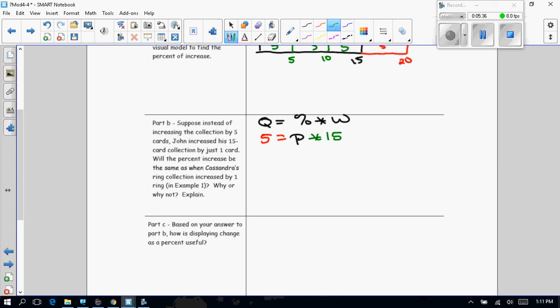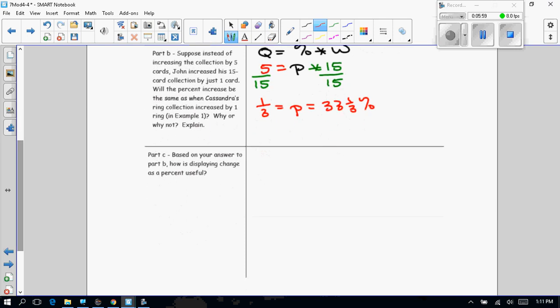So let's figure out what this is by dividing by 15 so that I can solve for P. 15 goes into 5. I'll just reduce this. This becomes 1/3. Change 1/3 to a percent, and it's 33 1/3%, which is what I had set up at the top. So this is a percent increase. He increased this 33 1/3.